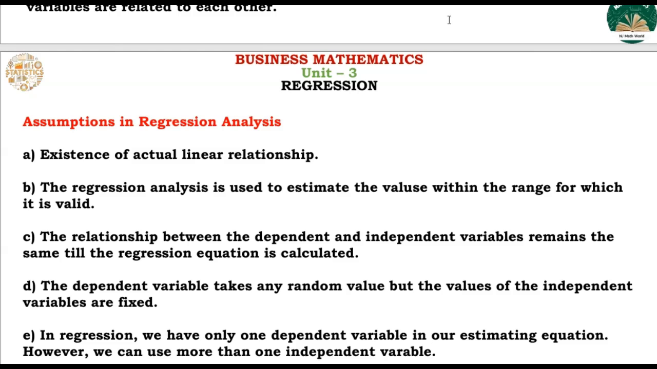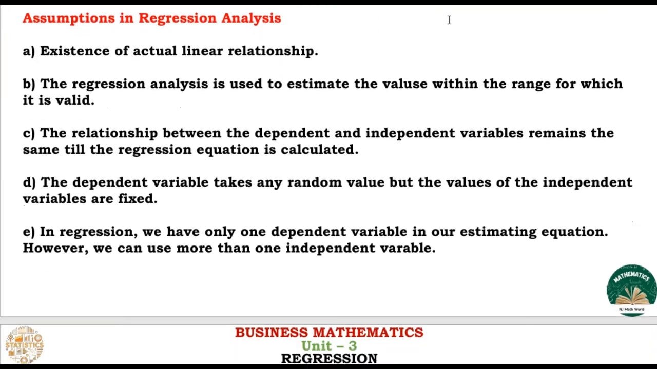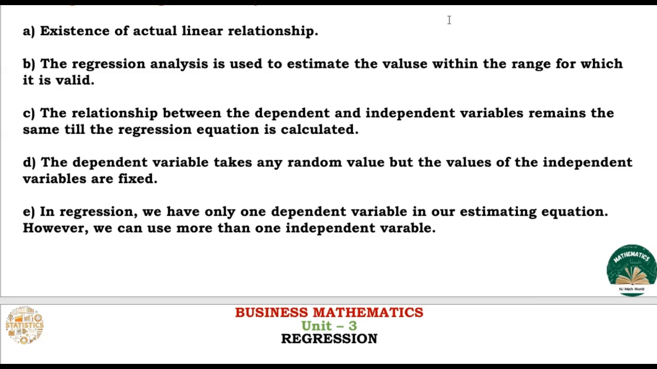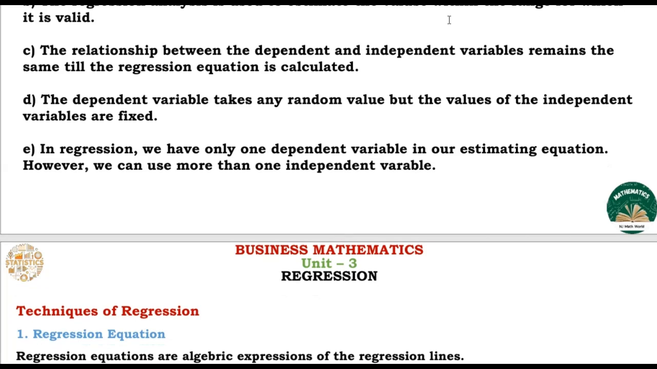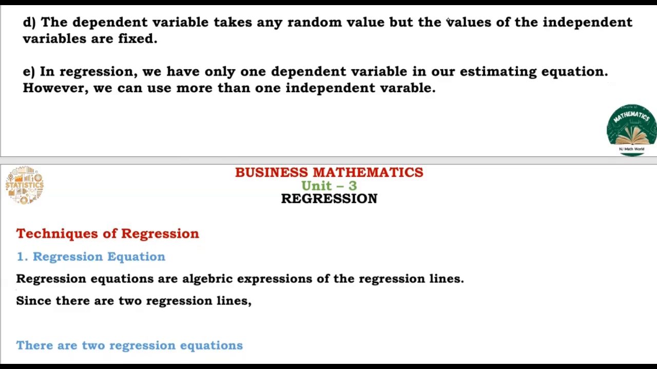Then the assumptions of regression analysis. It assumes the existence of an actual linear relationship. The regression analysis is used to estimate values within the range for which it is valid. The relationship between dependent and independent variables remains the same until the regression equation is calculated. The dependent variable takes any random value, but the values of the independent variables are fixed. In regression, we have only one dependent variable in our estimation equation. However, we can use more than one independent variable as well.